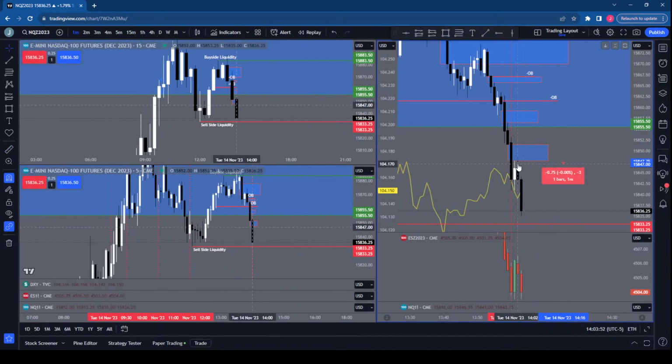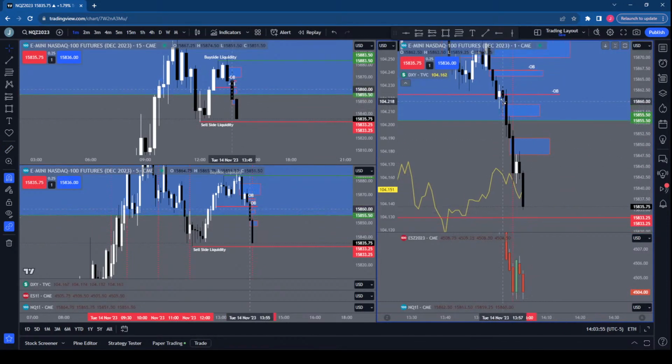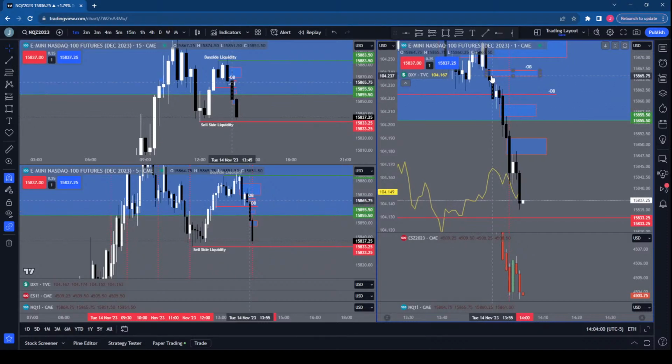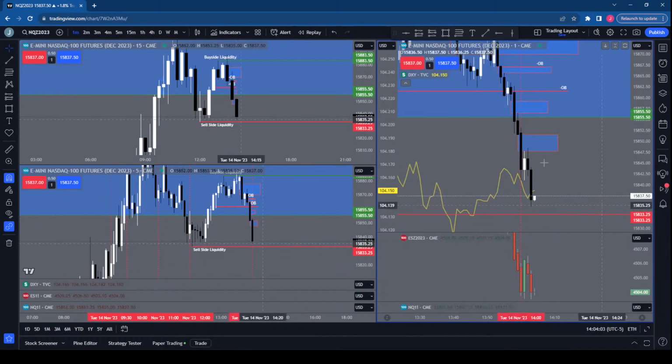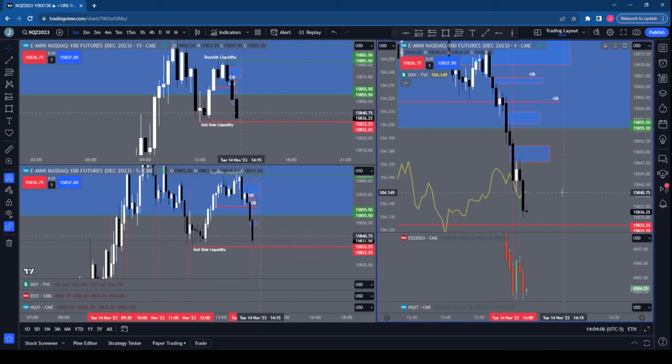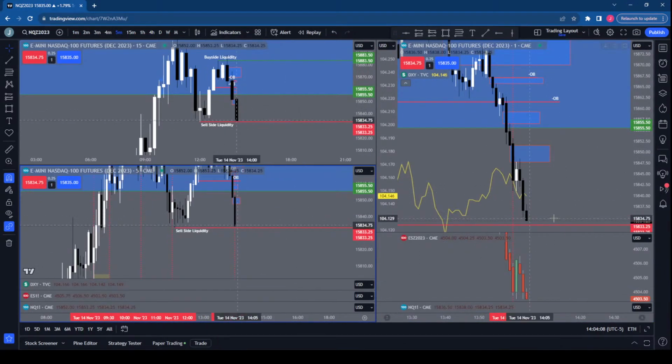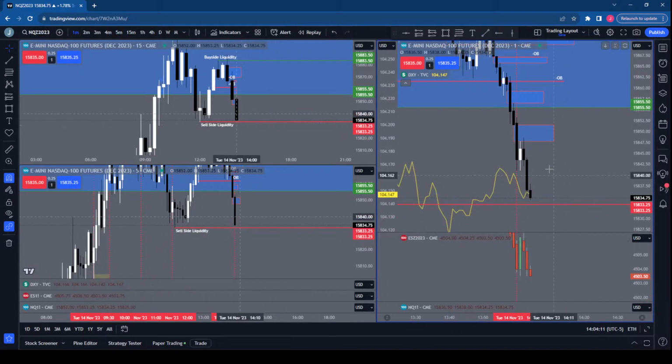Honestly, I probably should have entered that one right there, with how many breakaway gaps we left, if you notice. We left one right here. We left one right here. So it made sense that price was in a hurry to get this sell side. It's fine. Can't get them all.